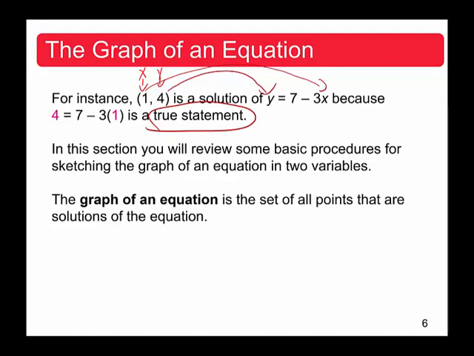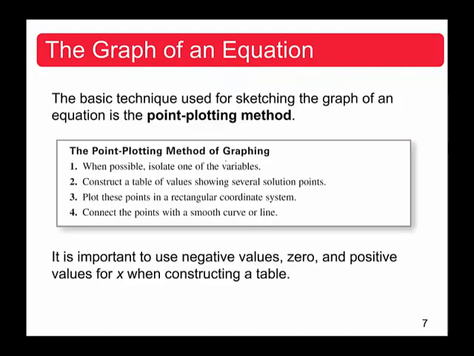And we're going to start learning some basic procedure for sketching a graph of the equation in two variables. Usually, we just come up with this set of points, and then we just graph it using either a smooth curve or a smooth line. Okay. So the basic technique used for sketching a graph of the equation is called the point plotting method. So you come up with the point plotting method of graphing.